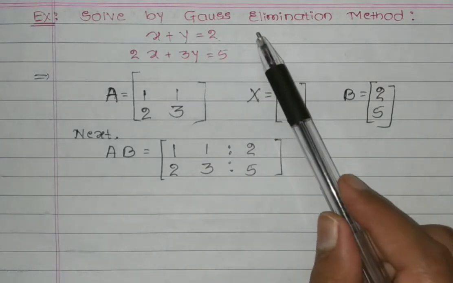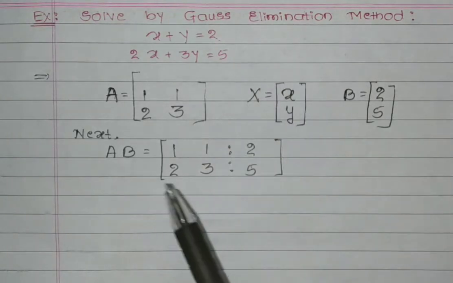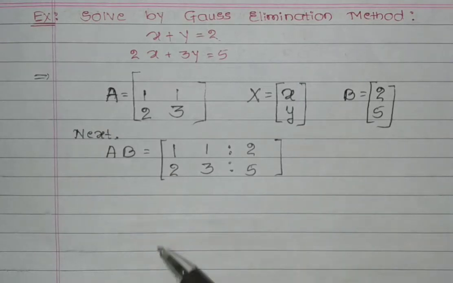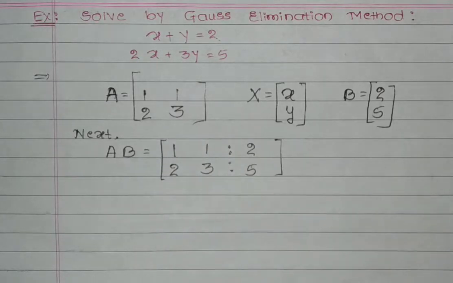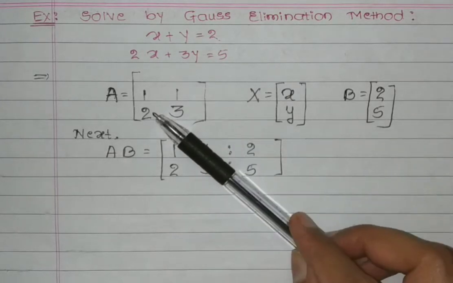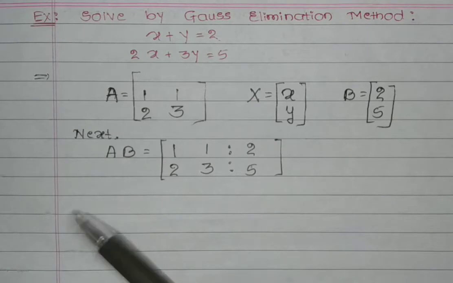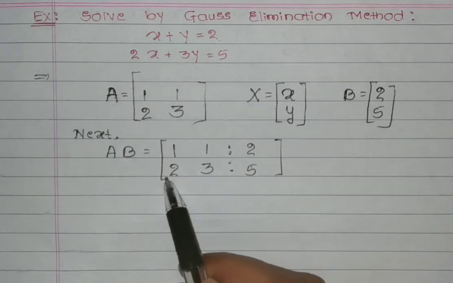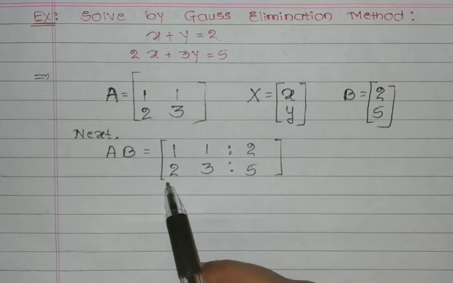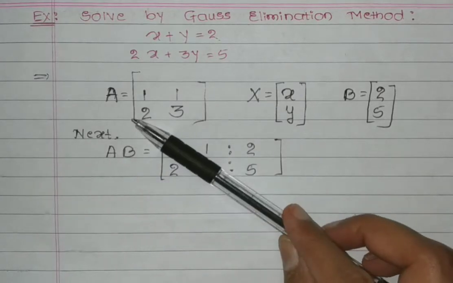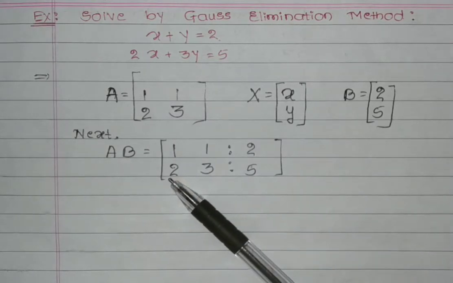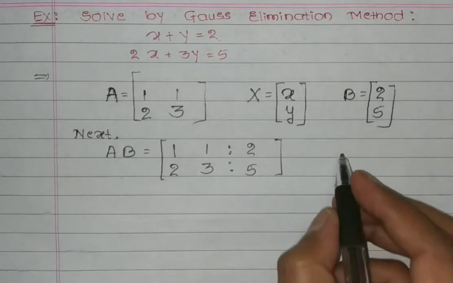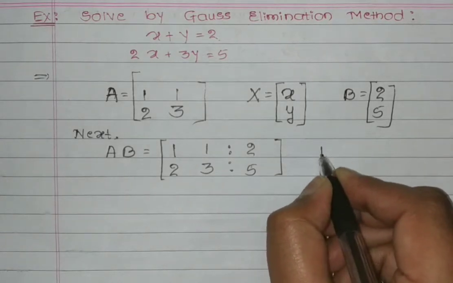Next, when we are applying the Gauss elimination method, in the next step, with the help of row transformations, we have to convert matrix A into an upper triangular matrix. Upper triangular matrix means below the diagonal, whatever elements are there, we have to reduce them to 0. As it is a 2 cross 2 matrix, below the diagonal only one element is there, that is 2. So this 2 we have to reduce to 0. For that we have to apply a row transformation.